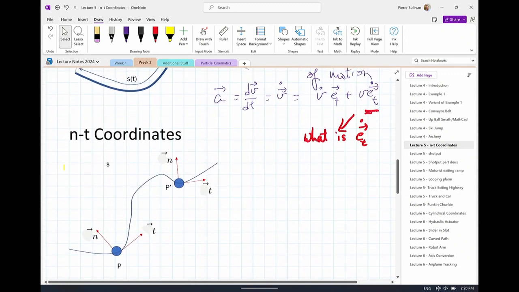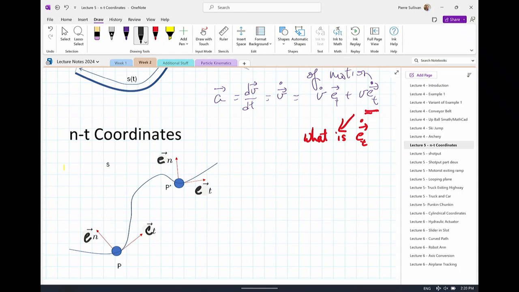So if I continue with this, and I substitute e's in here because I wanted e's, and I look at this sort of path, I can say that E sub t dot is equal to dE sub t ds times ds dt. So my time rate of change of the particle unit vector is going to be a function of this curvature and a function of ds dt, which is v.